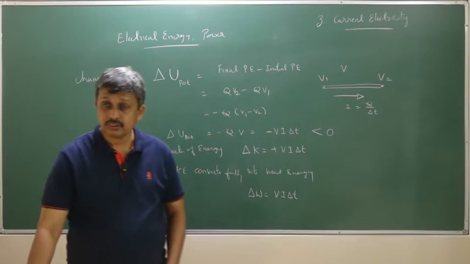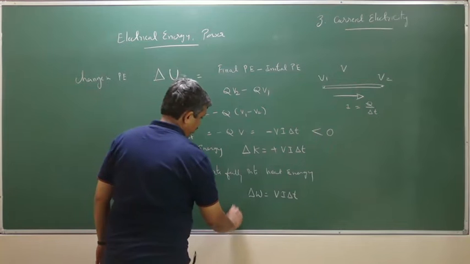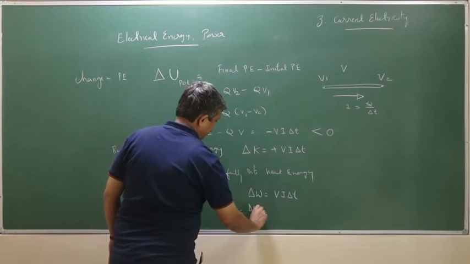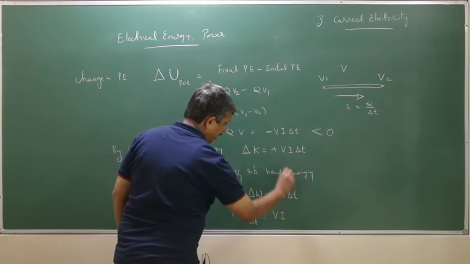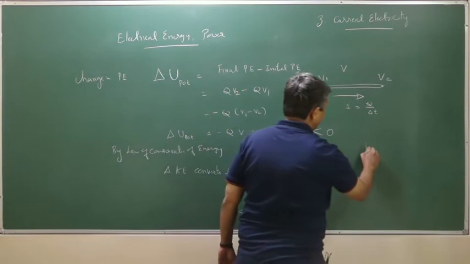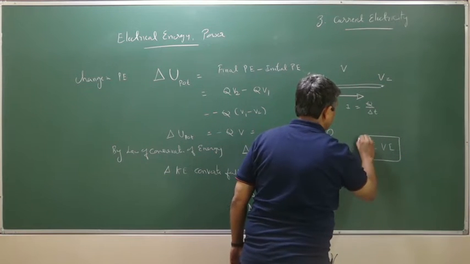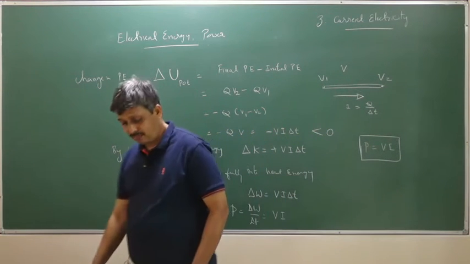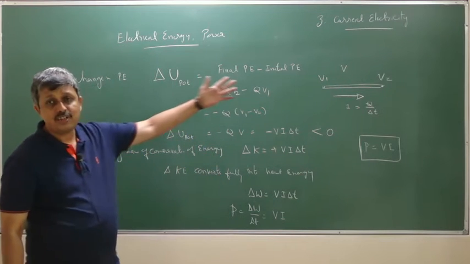So, that is our total energy, and power is delta W by delta T, which is nothing but V into I into delta T by delta T, which is V into I. So, electrical power is nothing but V into I. This is how we can prove V into I. We have talked about how the potential difference.